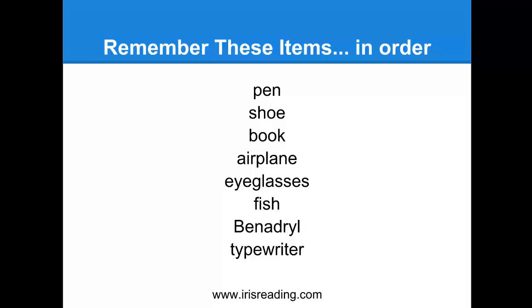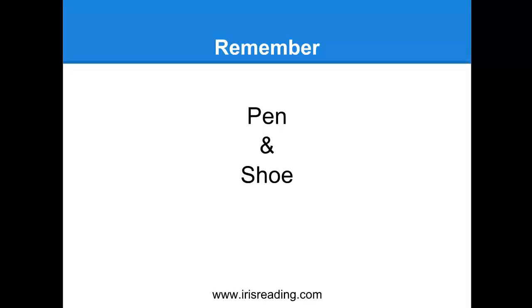So let's train ourselves with this link system. So we start by creating our first link. And the first thing that we have to remember is pen, right? You see pen and shoe. We have to link pen and shoe together. So how are we going to do that? If you can picture a familiar pen, that's certainly going to help.